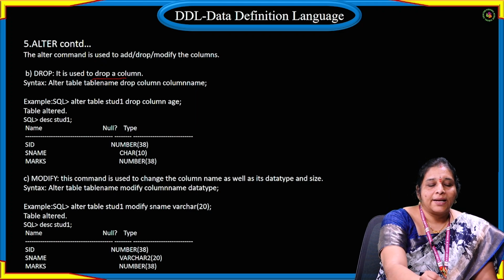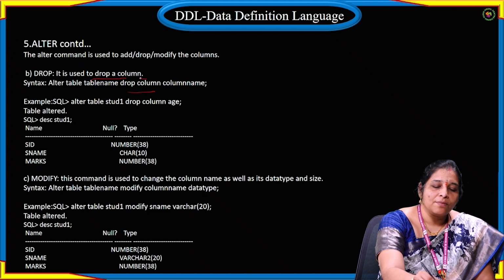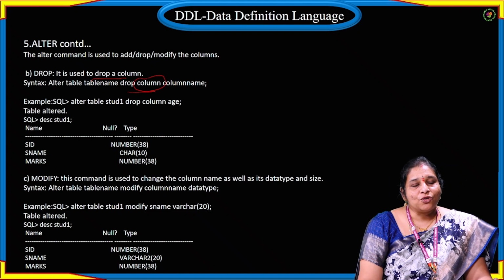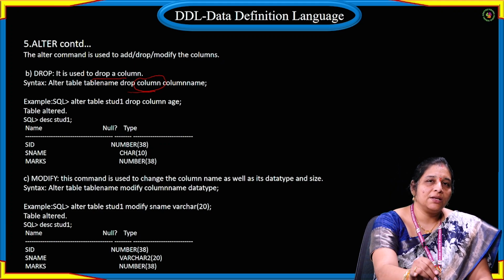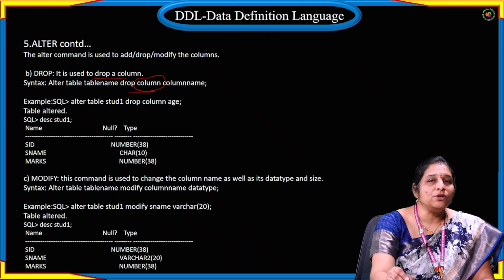So alter table, table name, drop column, column name. For add, we haven't given the keyword column, but for drop, we are giving the keyword column, because drop is used to drop the table as well as the column. So we have to specifically give the column keyword over here. That point you have to remember.